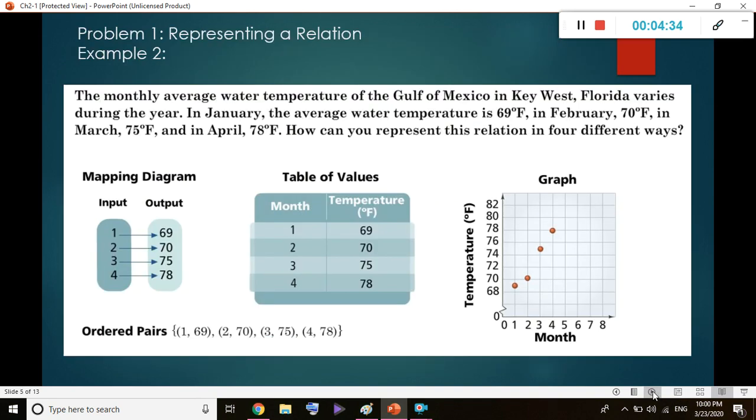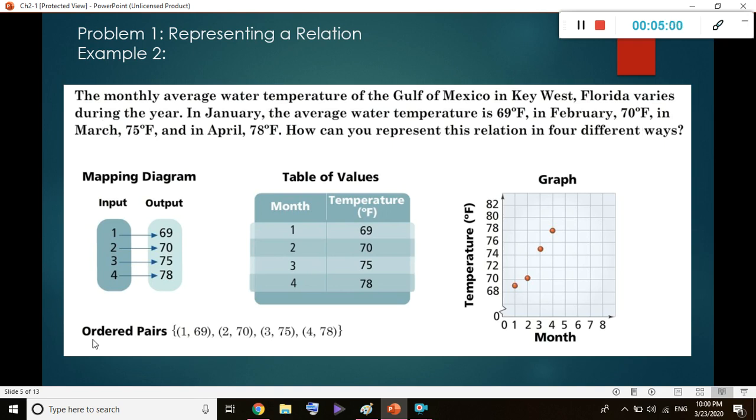Let's see our second example here. The monthly average water temperature of the Gulf of Mexico in Key West, Florida varies during the year. In January, the average water temperature is 69 degrees Fahrenheit. In February, 70 degrees Fahrenheit. In March, 75 degrees Fahrenheit, and in April, 78 degrees Fahrenheit. How can you present this relation in 4 different ways?